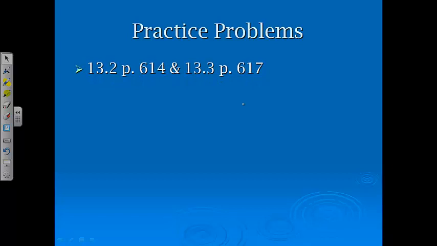And if you want to look for some practice problems, go ahead and look on page 614, look at 13.2, and page 617, look at 13.3. They're pretty straightforward, but they're worth a look just to make sure that you can follow them at this point.